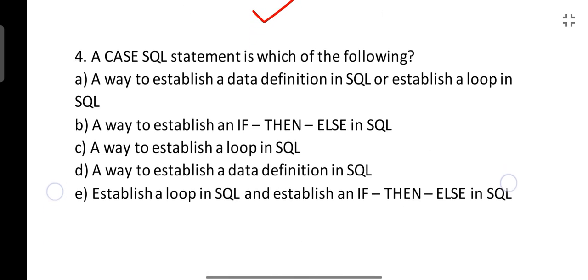Next is, a case SQL statement is which of the following? The question is asking about the case statement in an SQL query. What is the best suitable option? Options are a way to establish a data definition in SQL. No, that's not correct. A way to establish an if then else in SQL. Yeah, this is correct. We can write the same query by using if else also or by using case also. So this will be the correct answer.